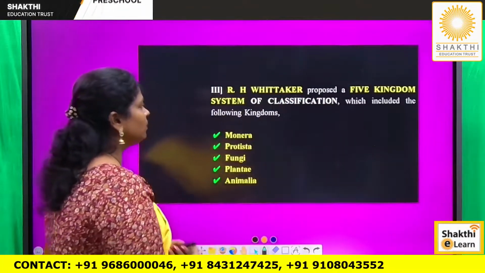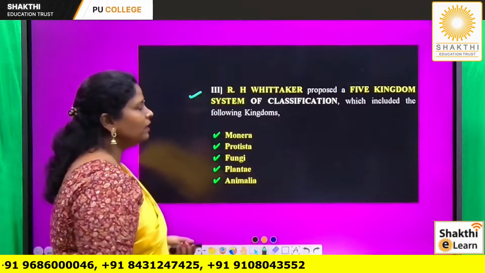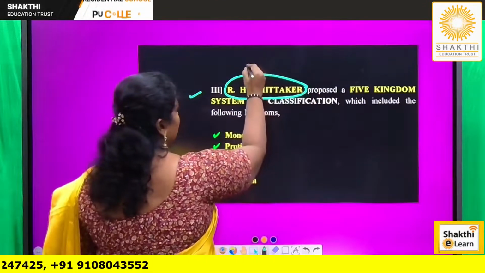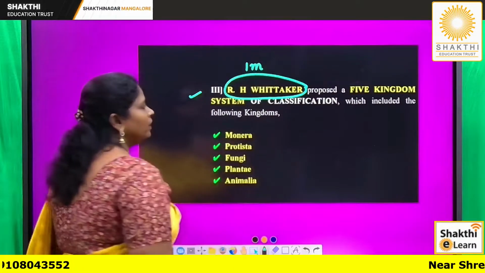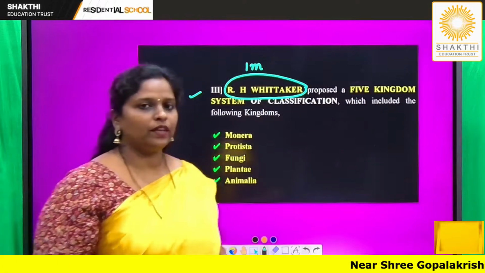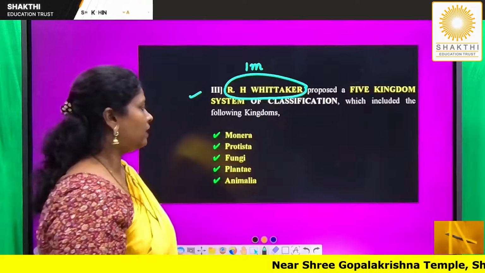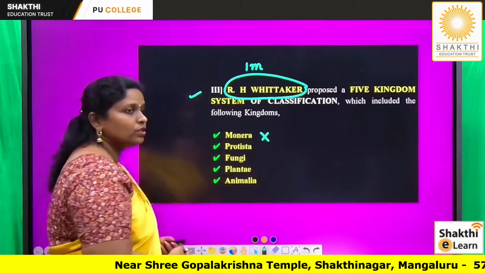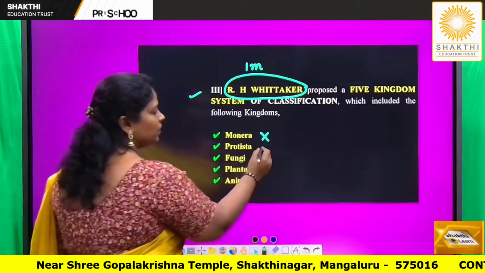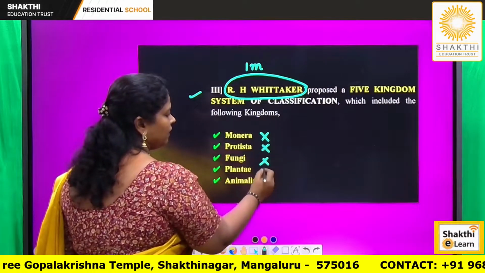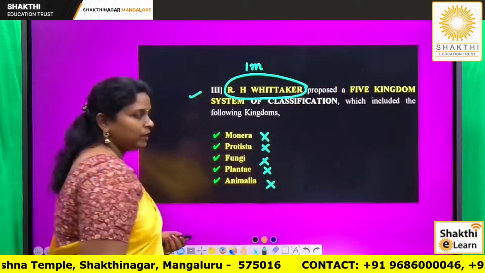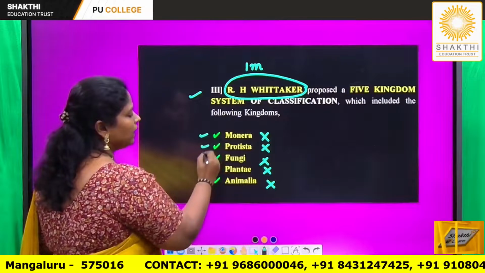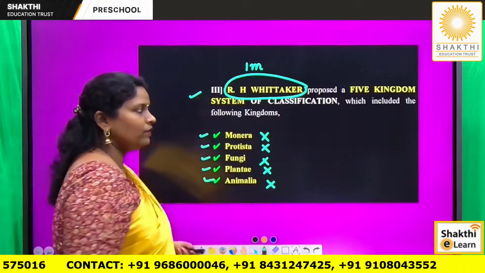Next we have the most accepted system of classification given by R.H. Whittaker. Make a note of this, very important for 1 mark. Who introduced 5-kingdom classification system? That is R.H. Whittaker. Which are these 5 kingdoms? Kingdom Monera, to which all the bacteria belong, kingdom Protista, kingdom Fungi, kingdom Plantae and kingdom Animalia. In the remaining session, I will brief you about different important characters of all these 5 kingdoms.